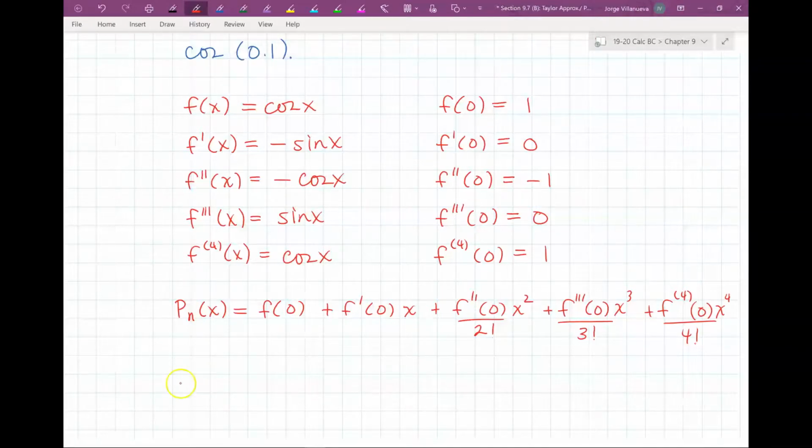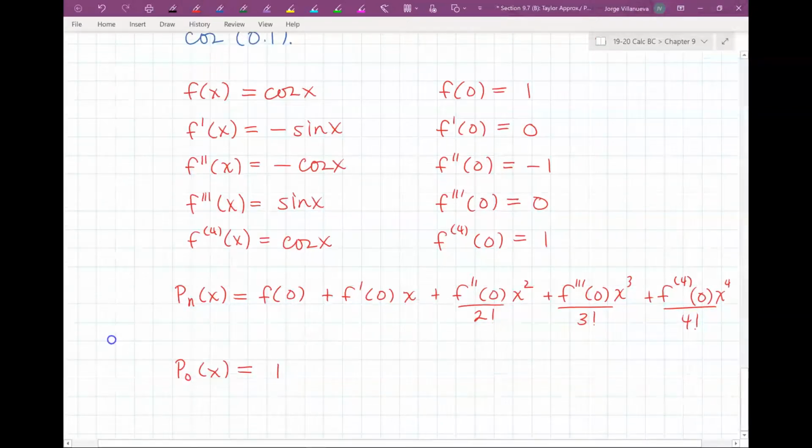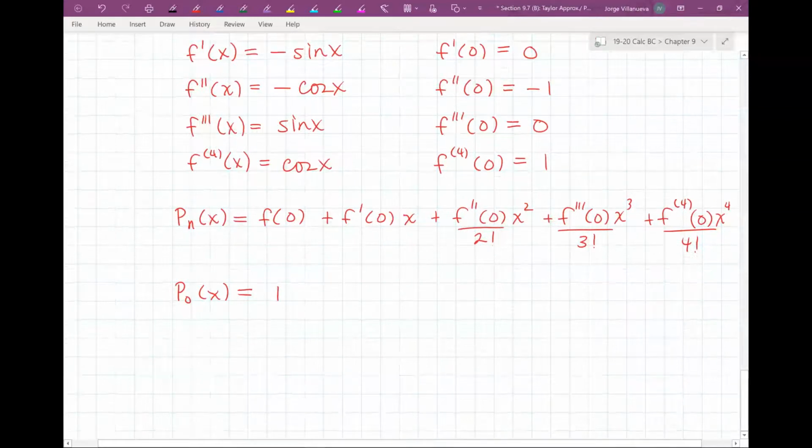So let's find the 0th degree. The 0th degree is just f of 0. What is that? 1. So I'm done. That one's finished.